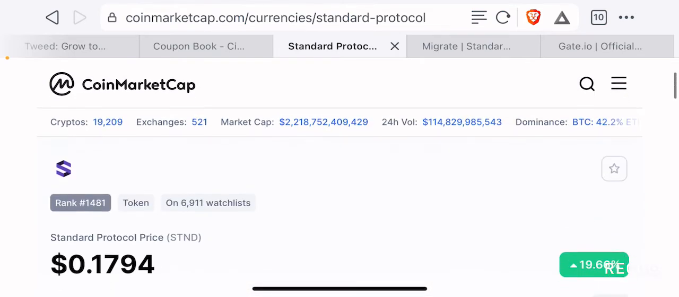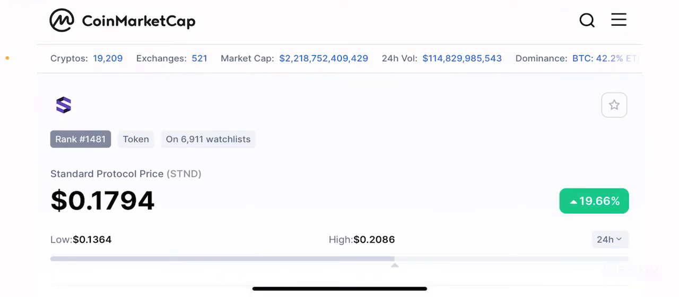This token is currently ranked 1481st by market cap on CoinMarketCap, and is currently trading at 17.9 cents at the time I'm making this video, with a 20% increase in the past 24 hours. So obviously this token is pumping right now, and it is definitely a good token to keep an eye out for, because once it's pumped, the next phase is going to be dumping, and then once it's dumped, the next phase will be pumping, right?